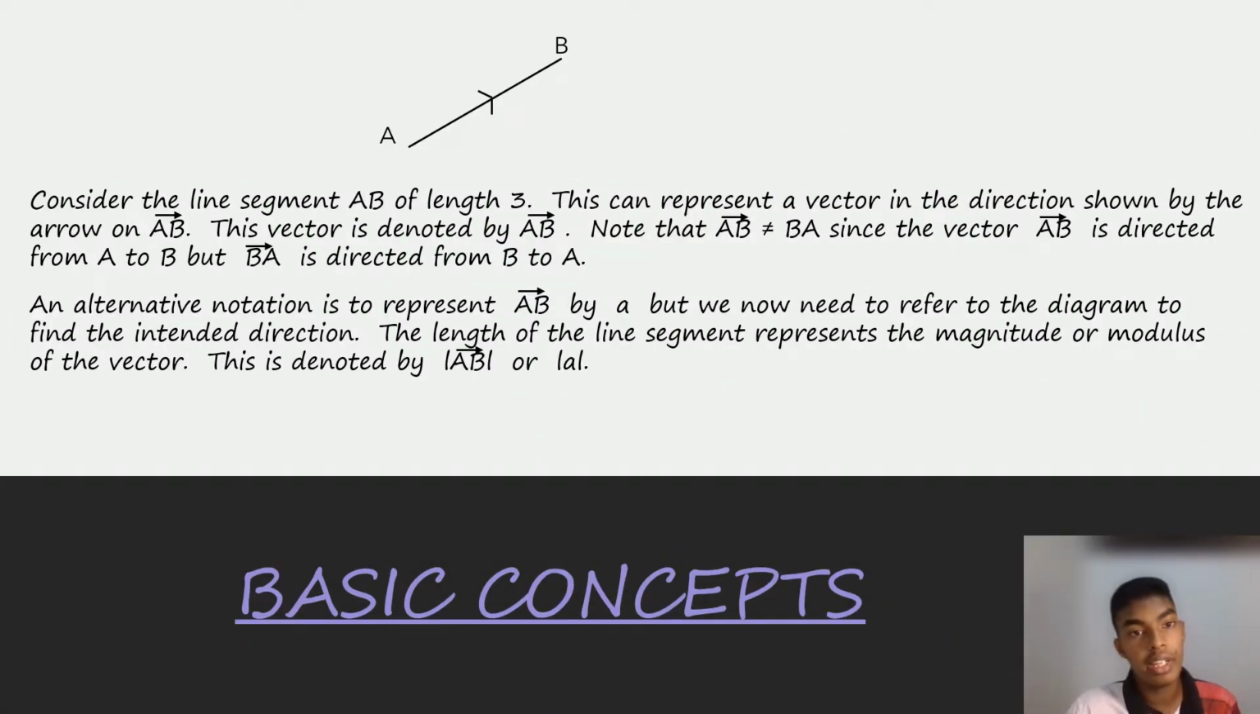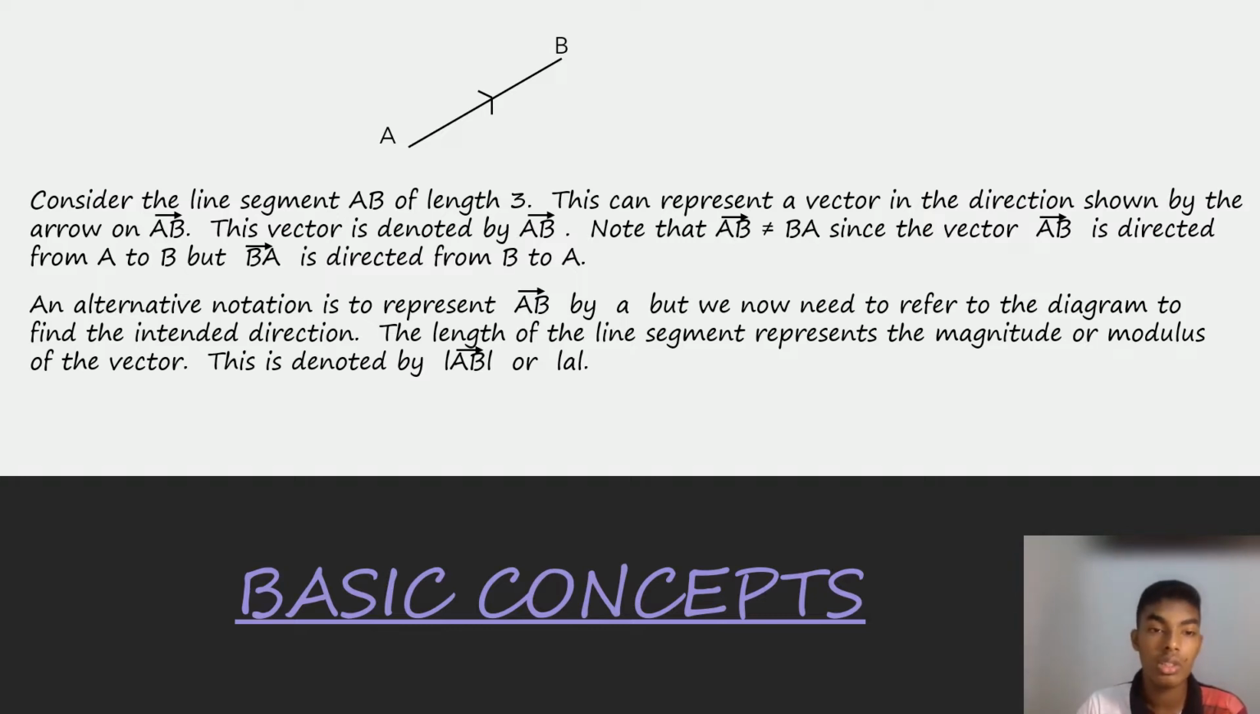As you can see, there's a line here from A to B. Consider the line segment AB of length 3. This can represent a vector in the direction shown by the arrow of AB. This vector is denoted by AB. Note that AB is not equal to BA, since the vector AB is directed from A to B, but BA is directed from B to A.